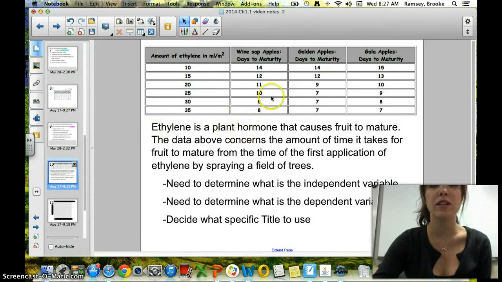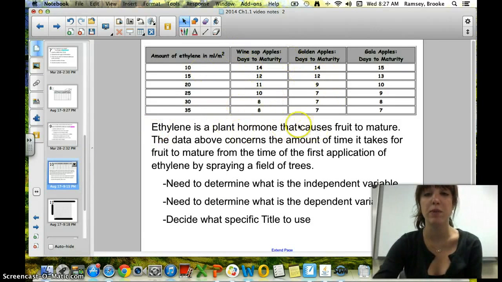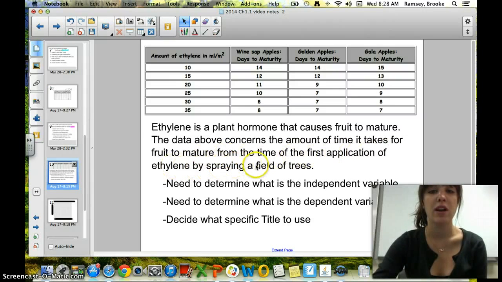All right, so here's our data that we collected. And the experiment we were looking at is a plant hormone called ethylene, and it causes fruit to mature. The data above concerns the amount of time it takes for fruit to mature from the time of the first application of ethylene by spraying a field of trees. So we're looking at a change over time situation here, so we are going to need a line graph.